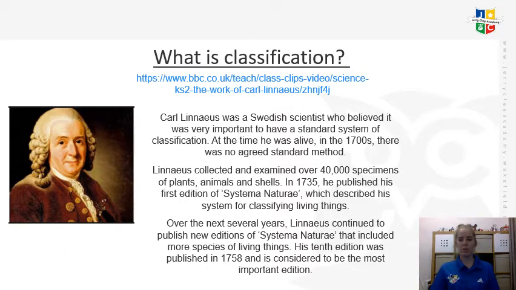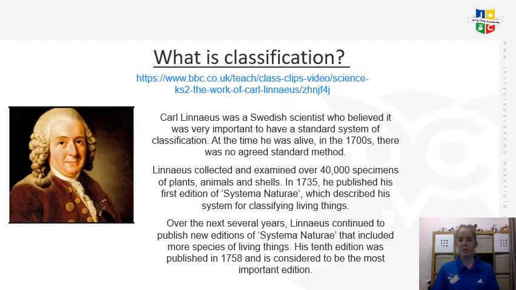So in a moment you're going to be watching a short video clip which looks at classification in more detail, and it focuses a lot on Carl Linnaeus, a Swedish scientist, and he believed it was really important to have a standard system of classification that everybody could follow. At the time that he was alive, there wasn't an agreed standard method, so every scientist or every person was doing it in a different way, and he wanted something that everyone could follow.